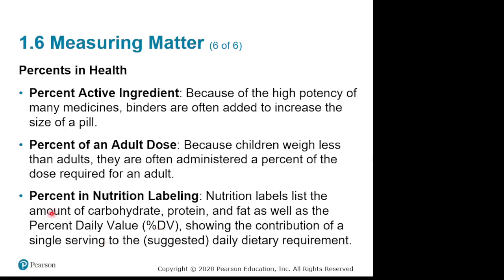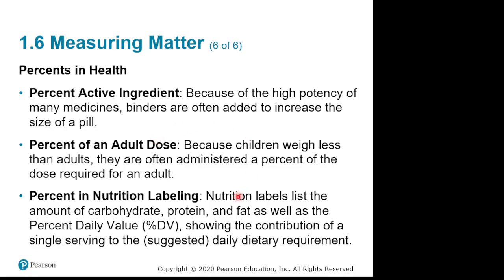Right? Percents in health. You have the percent active ingredient, which you all probably have seen on your bottles. This is going to be the high potency of medicines. You're going to typically add binders to those, usually something along the lines of like sawdust, essentially, or cellulose powders. This is going to increase the size of the pill. It's going to increase the amount you get to weigh out. So instead of trying to weigh out like 10 atoms, you can weigh out like 0.1 grams. Okay? So you can then actually accurately weigh it.